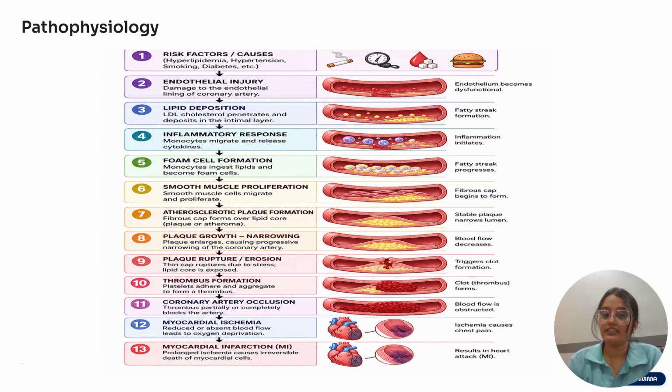Thrombus formation: platelets adhere and aggregate to form the thrombus. Again, coronary artery occlusion: the thrombus partially or completely blocks the artery. This thrombus slowly and gradually blocks the artery and restricts the blood flow. Myocardial ischemia: reduced or absent blood flow leads to oxygen deprivation and leads to myocardial infarction. Prolonged ischemia causes the irreversible death of the myocardial cells.